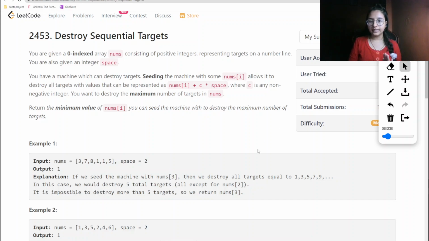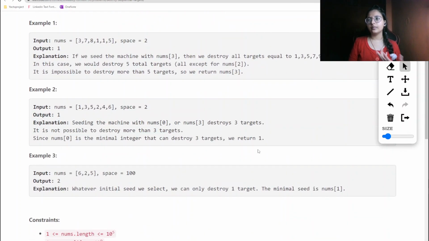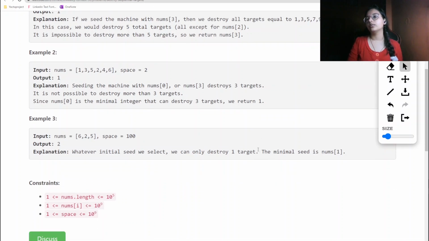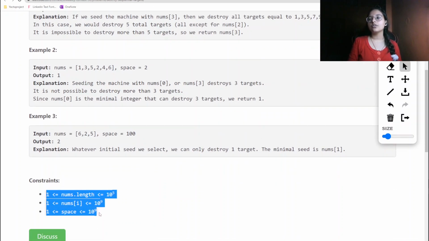Now let us check the constraints, and then we will go into how we are required to do this question. So here the constraints are that this nums array could go up to 10 raised to the power 5.